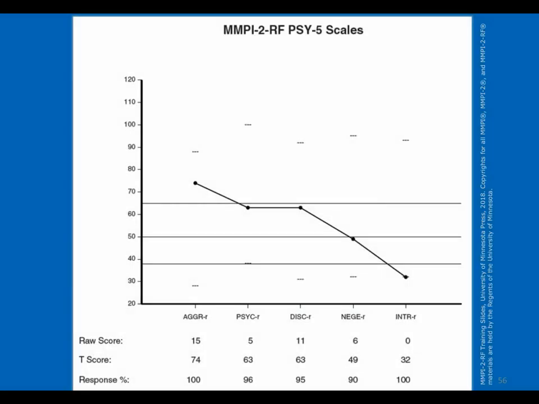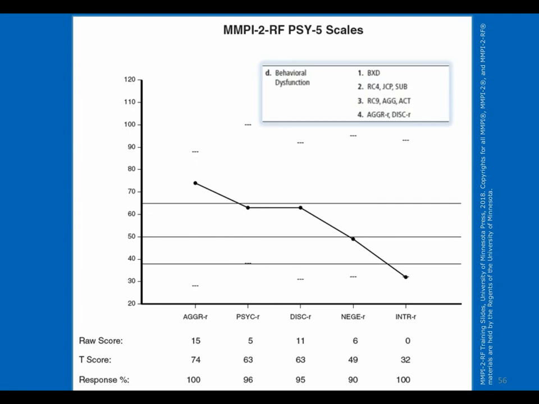And now we've reached the last page of this individual's MMPI-2-RF profile, where we have the Psi-5 scales. And again, we're continuing with our interpretation of the substantive scales in the behavioral dysfunction domain of the test. If you look at point 4, the next step here is to evaluate aggressiveness and disconstraint. And if looking at the profile, we see that whereas aggressiveness is elevated, disconstraint is not.